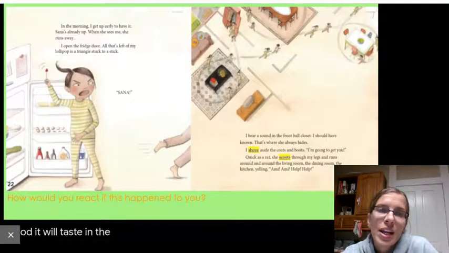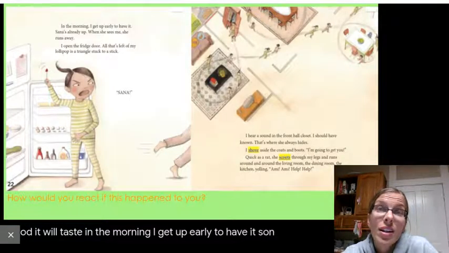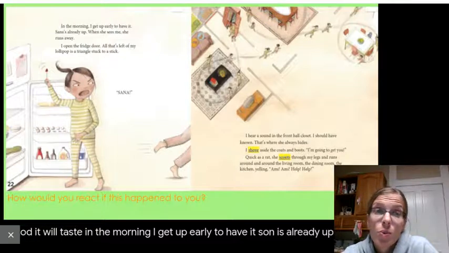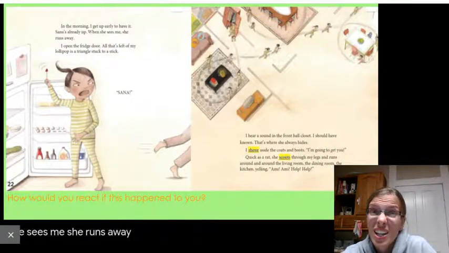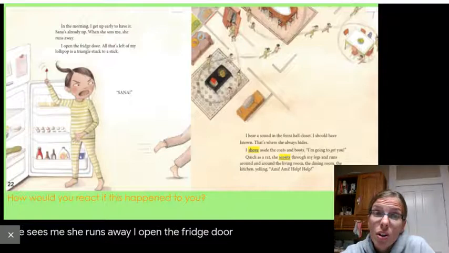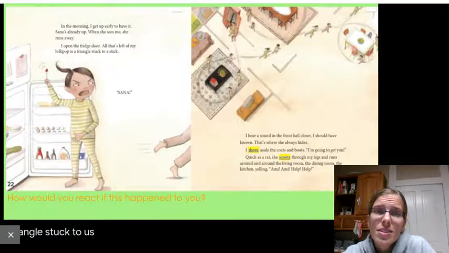In the morning I get up early to have it. Sana's already up. When she sees me, she runs away. I open the fridge door. All that's left of my lollipop is a triangle stuck to a stick.